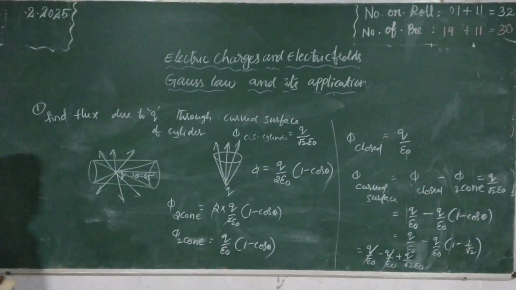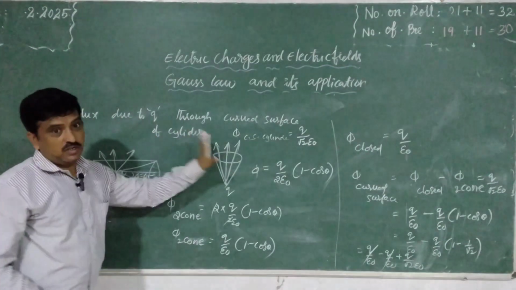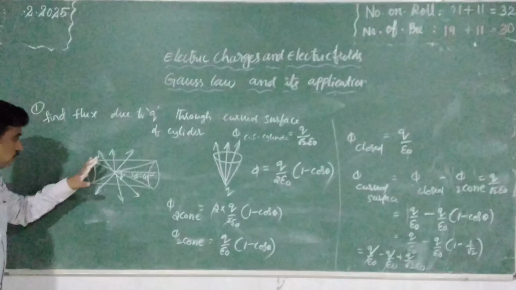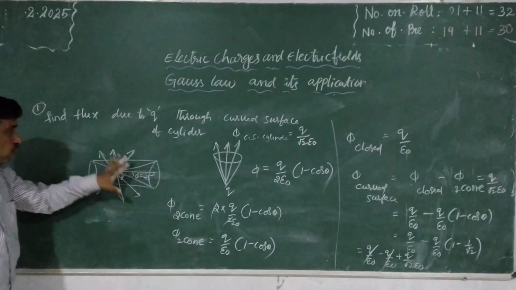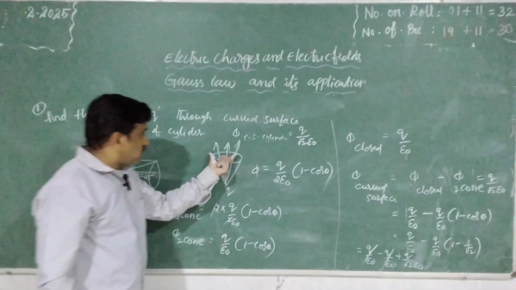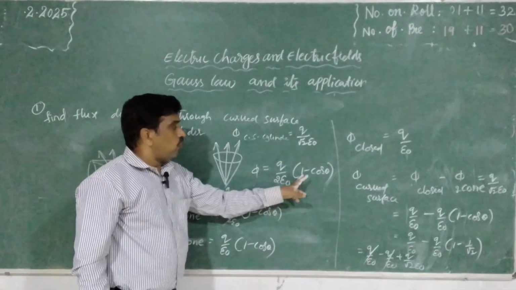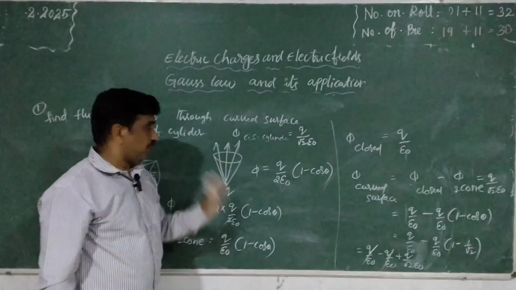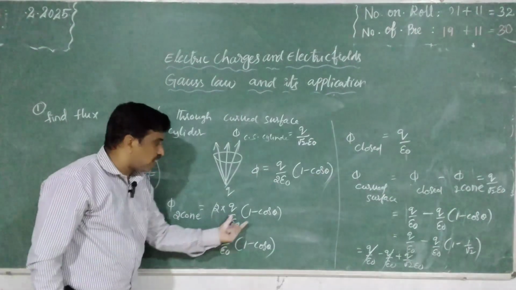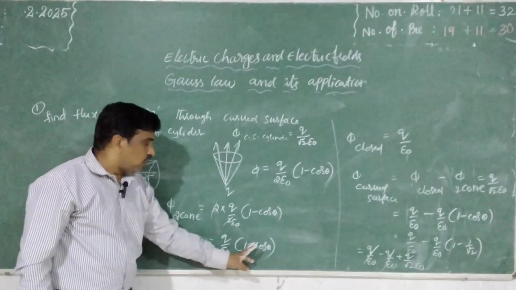See again once: find the flux due to q through the curved surface of the cylinder. For that we can draw this closed surface, the cylinder, and here we have two cones. What is the flux through these two cones? We can remove it from the total closed surface, and we get the flux through the curved surface. First, what is the flux through a cone? We can write it as q by 2 epsilon naught into (1 minus cos theta). This is the flux through this cone. How many cones are there? Two cones. Flux through two cones is 2 into q by 2 epsilon naught into (1 minus cos theta). This 2 cancels. What do we get? Flux through two cones is q by epsilon naught into (1 minus cos theta).